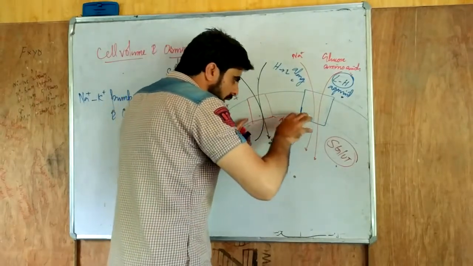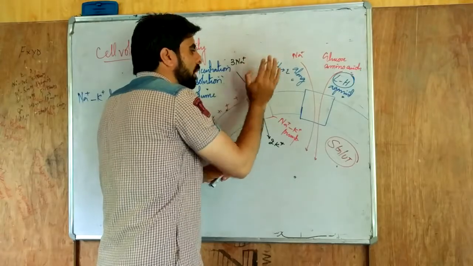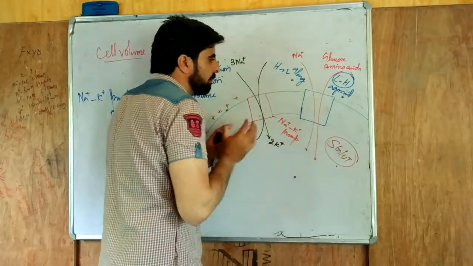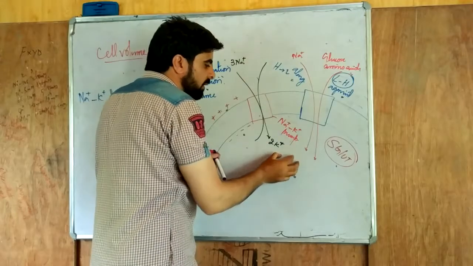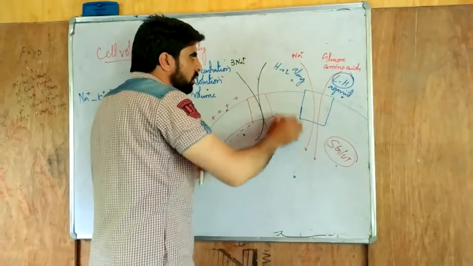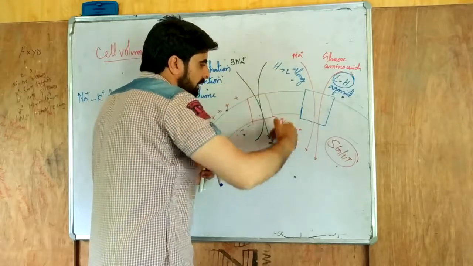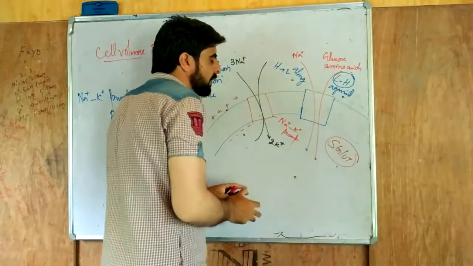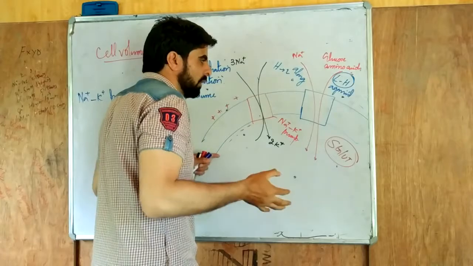When the concentration of solute increases, what will happen? The outer environment may become hypotonic. The inner environment may become hypertonic. And if this environment becomes hypotonic and this becomes hypertonic, the water will move from higher concentration to lower concentration. More water will come inside the cell. When it comes inside the cell, it will lead to the increase in the volume of the cell and lead to the bursting of the cell.